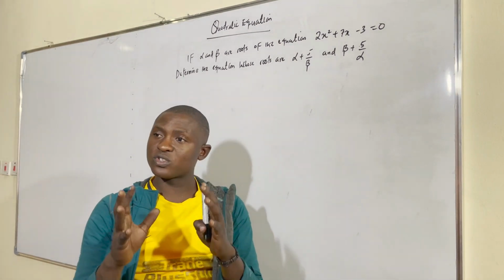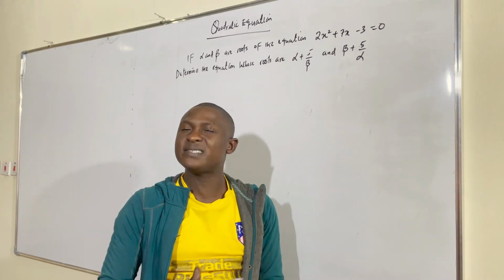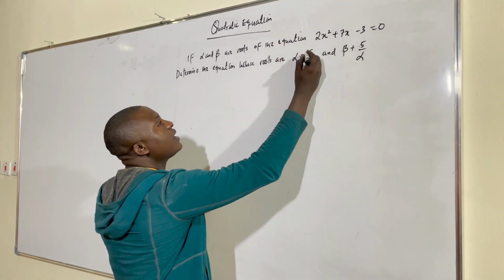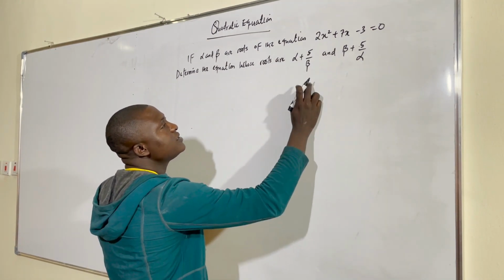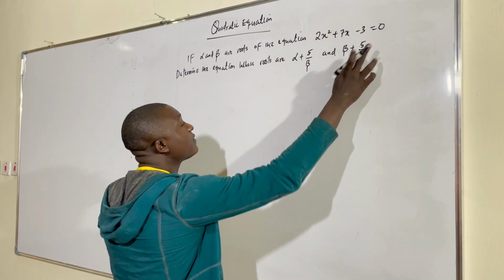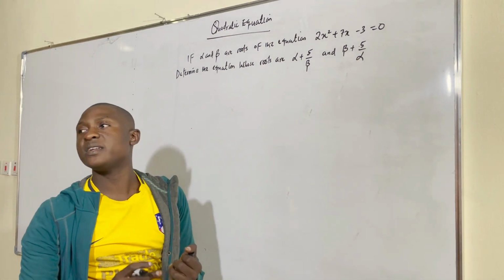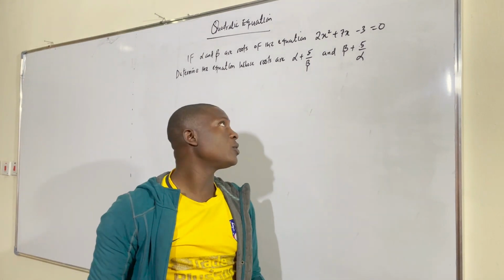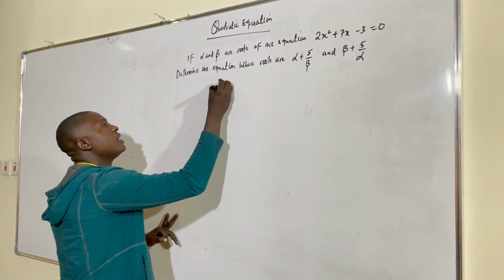I will solve it with the same process, the same pattern, the same method. But the thing is, you can see we don't have a standard formula for alpha plus 5 over beta, and we don't have a formula for beta plus 5 over alpha. So that means I need to find the sum, and at the same time, I need to find the product. Now, let's first find our alpha plus beta.